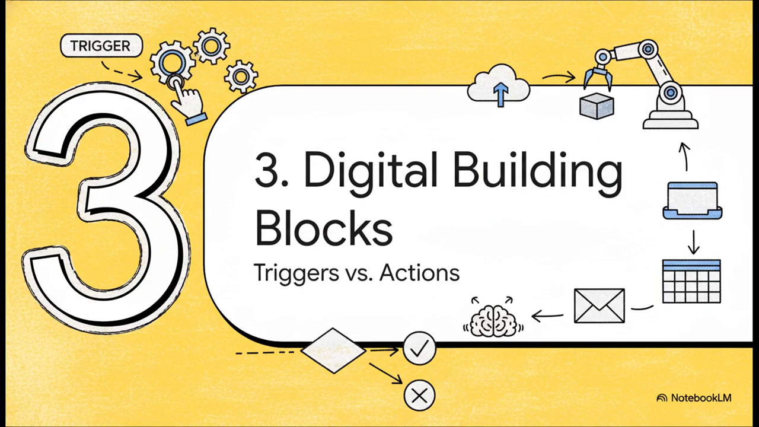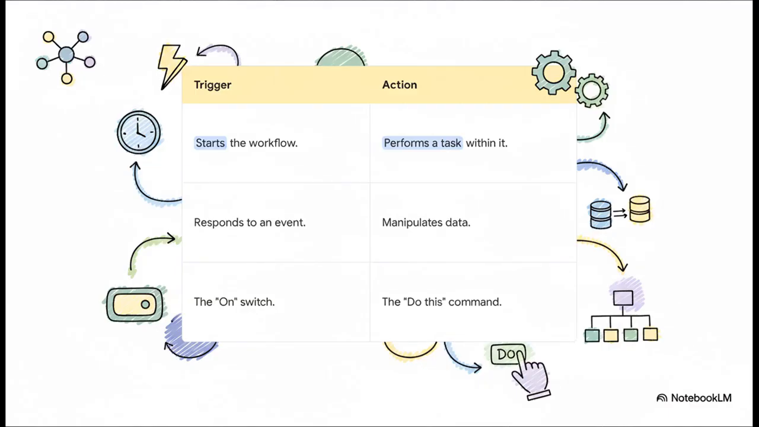Okay, so if nodes are our Lego bricks, it's super important to know that they basically come in two fundamental types. Let's take a look at the digital building blocks you're going to be working with. You see, every workflow has to start somewhere, and then it has to do something. That's the difference between a trigger and an action. A trigger is the on switch. It's just listening for something to happen, and when it does, bam, it kicks off the workflow. An action, on the other hand, is the do this command. It's the actual work that gets done inside the workflow.